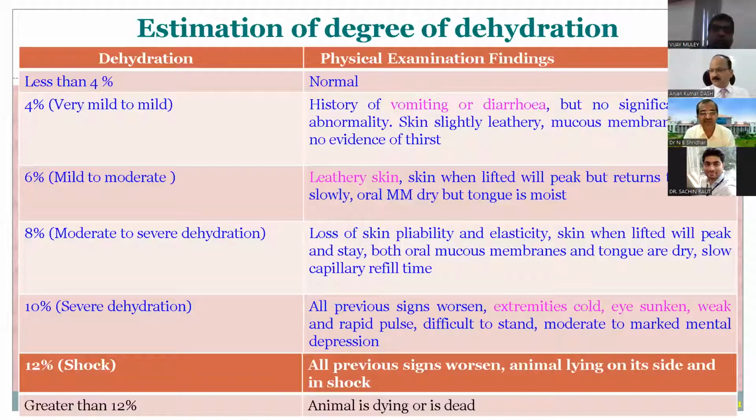All the previous signs are seen here; the extremities will be too cold, eyes will be sunken, weak and rapid pulse is seen, then difficulty to stand or downers, and moderate to marked mental depression is seen. Whereas in case of higher dehydration, 12% or more, all previous signs get worsened, the animal is lying down on its side and in a shock condition. Usually the animal is found dead when the dehydration goes beyond 12%.